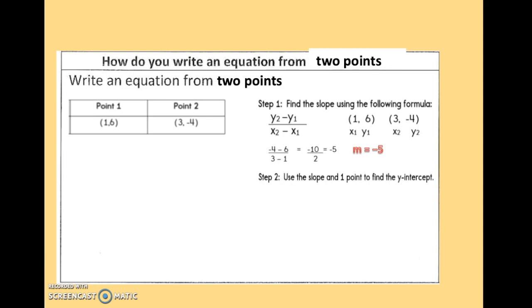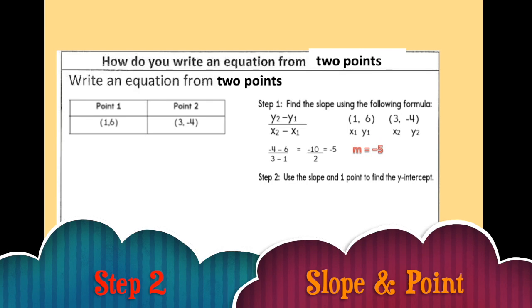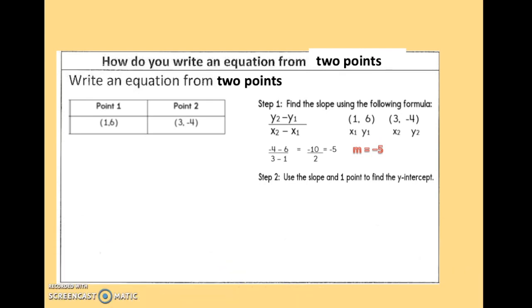Let's go ahead into step 2. You're going to use the slope that you just found and a point to find our y-intercept. So I am going to use point 1, (1, 6). You can use either of the points, but I chose to do point 1. There's no negative involved. So let's go ahead and plug that in.